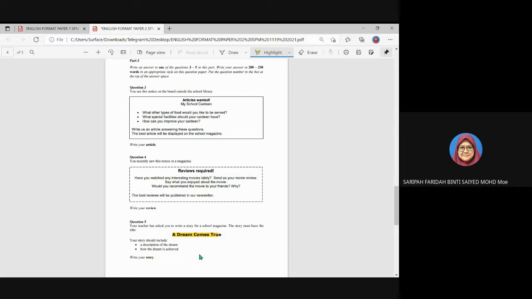Your story should include a description of the dream and how the dream is achieved. Write a story. A story. The thing is, it's your story. Is it about you? It can be about you, yes, and it can be about someone else. Okay. Now, what is your dream?